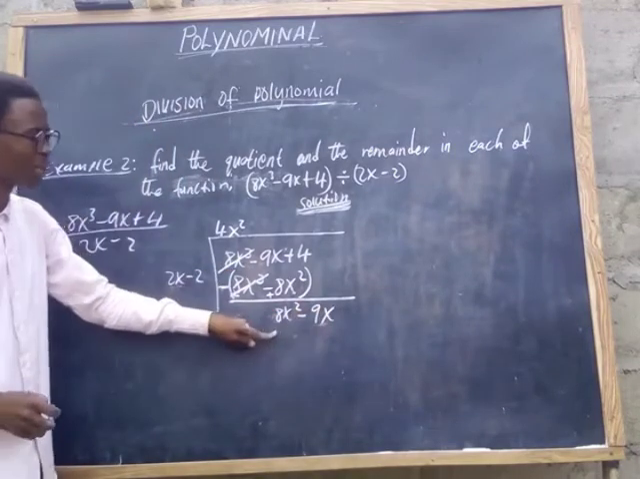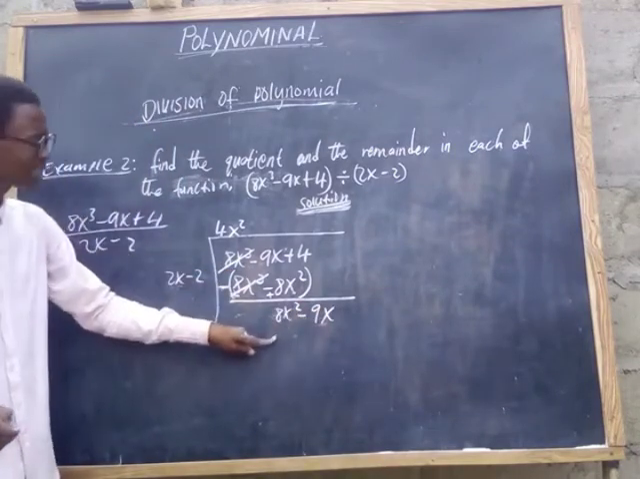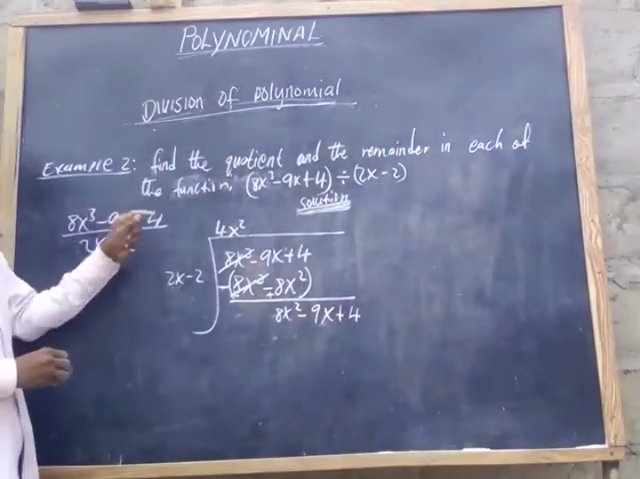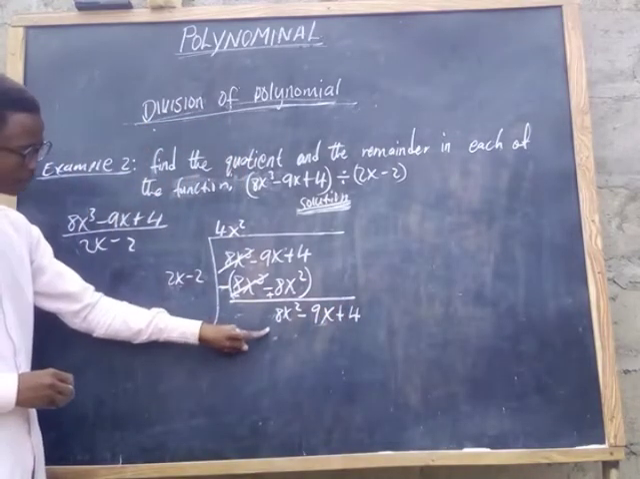That's how you're supposed to put it. You don't add them because they are not like terms, right? What is here? Plus 4. Good. Now after you wrote it, what's next?